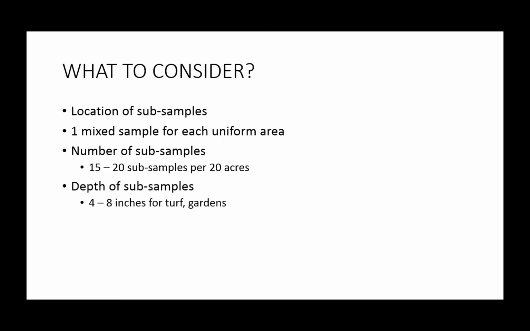The depth for gardens and turf, about 4 to 8 inches. So you want to capture where the roots are going to predominantly be in your soil. And then there's a lot of NEB guides out there that describe certain depths or how to do sampling for different things, depending on what you want to send it in for too. So some soil tests require certain depths.